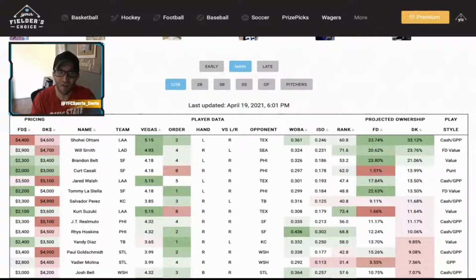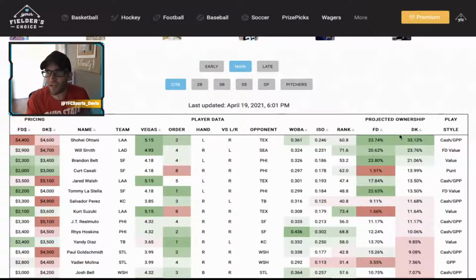We also see Brandon Belt as a potential value first baseman on DraftKings. If you can't get up to Ohtani, Belt comes in at 1.2K less. Lefty versus righty matchup. He's got decent stats himself, so that's another play that makes a lot of sense.